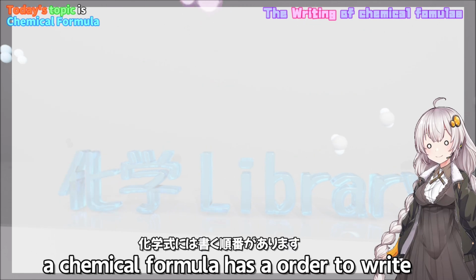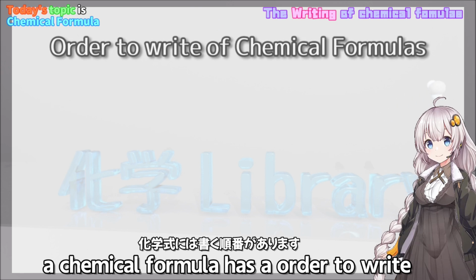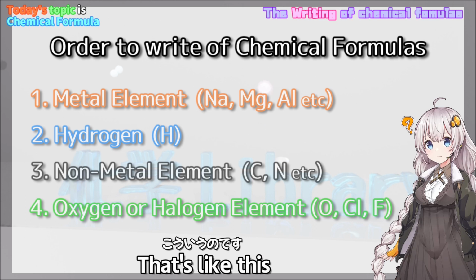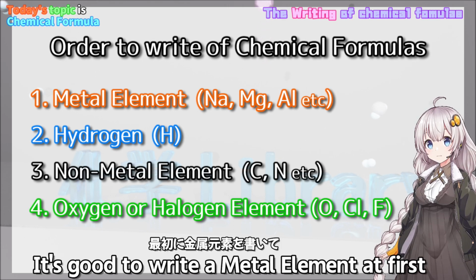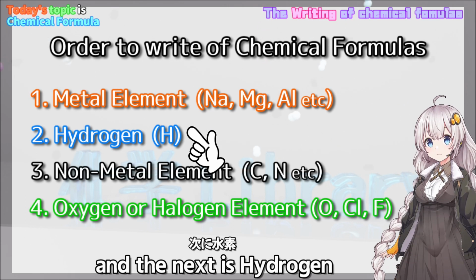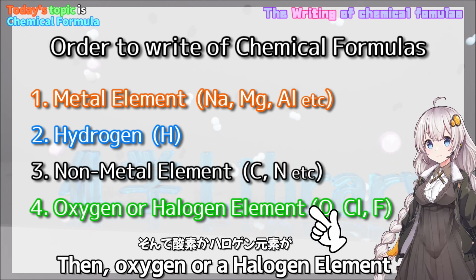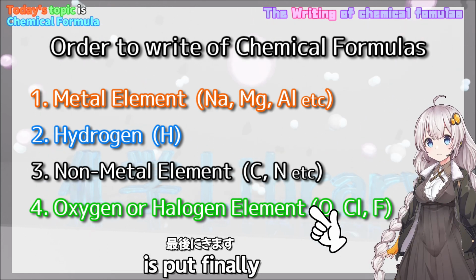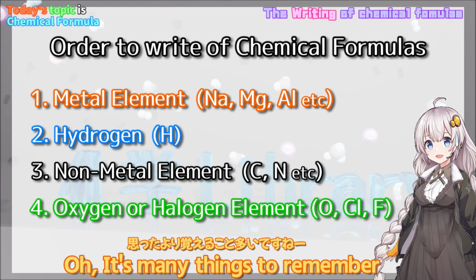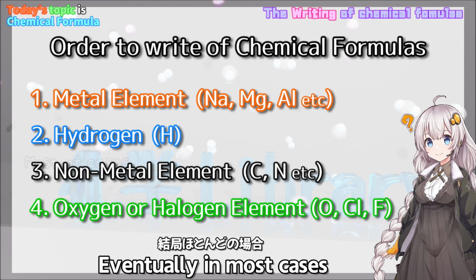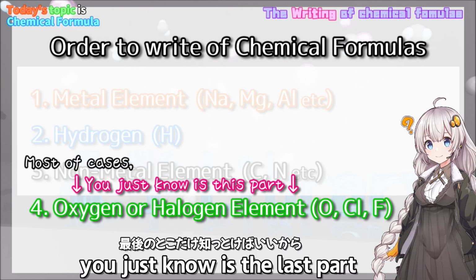Okay, anyway, a chemical formula has an order to write. An order to write? What kind of order? It's good to write a metal element at first, and the next is hydrogen, a non-metal element. Then, oxygen or a halogen element is put finally. Oh, there are more things to remember than I thought. Actually not so many. Eventually, in most cases, you just need to know the last part.